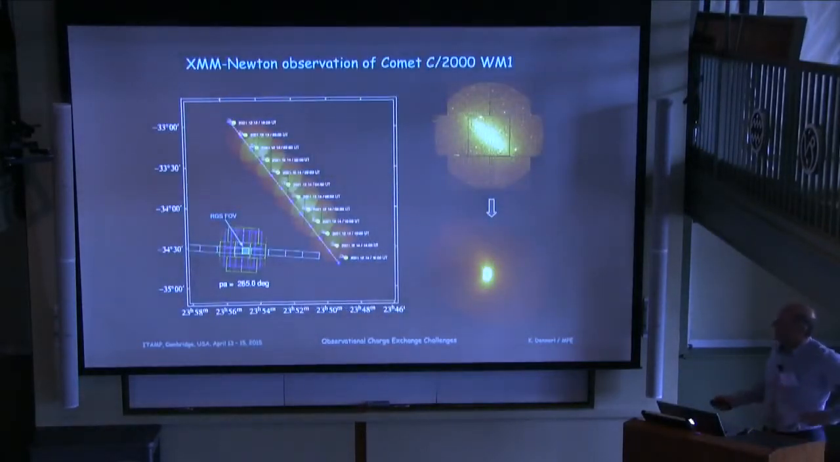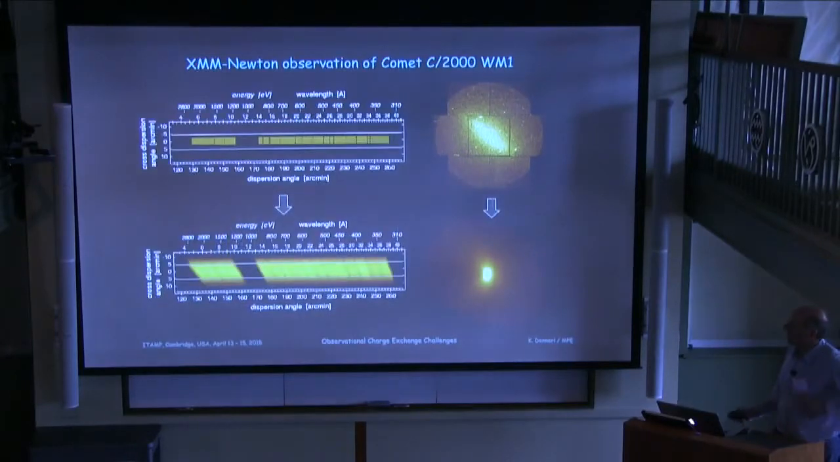The other problem is that the RGS field of view is much smaller than that of the EPIC CCDs, and therefore there's no way to get background from the same observation. Otherwise, the data reduction works in a very similar way, in that one needs to take out the motion of the comet and try to get a tracked image in wavelength space. And this is shown here.